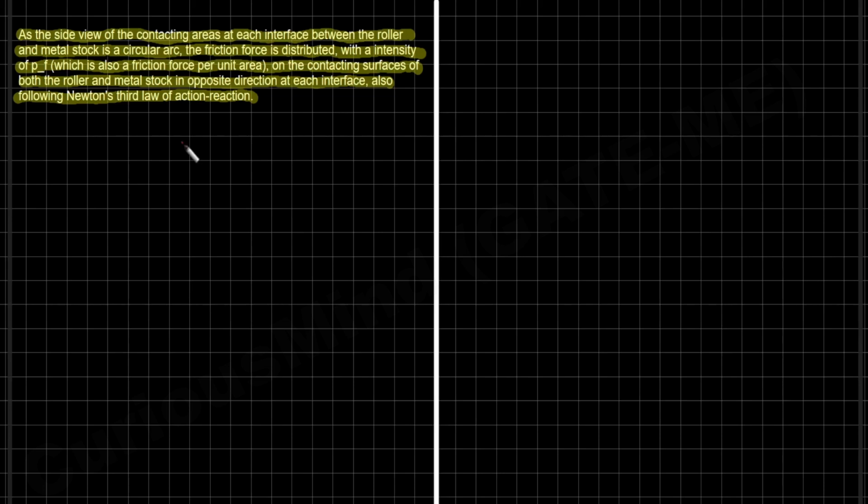Similar to the case of the interface pressure, where the contacting surface area of the upper roller exerts interface pressure Pn over the contacting surface area of the metal stock over the interface, whereas the metal stock's contacting surface area exerts the same interface pressure Pn on the contacting surface area of the upper roller over their entire interface.